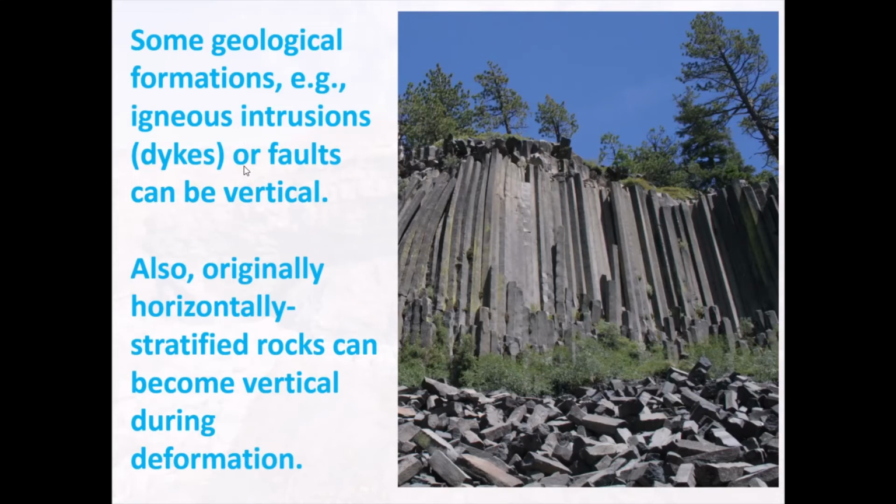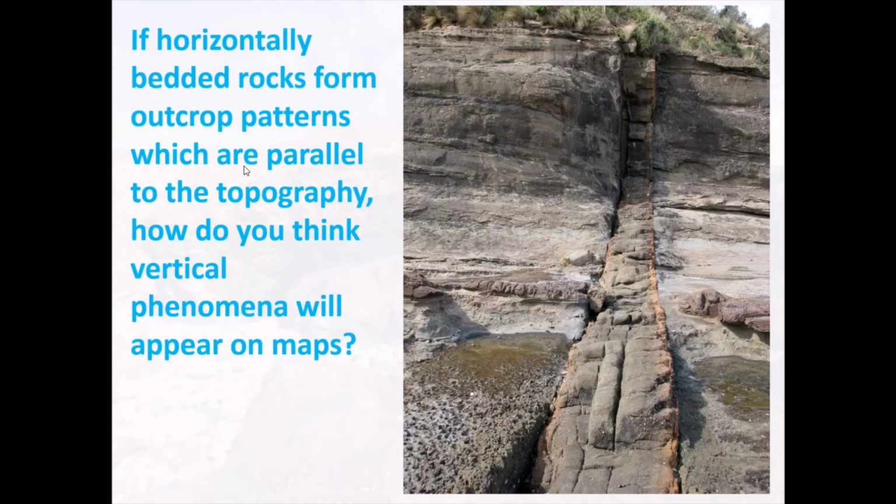So how will these appear on maps? Okay, well, this photograph shows some horizontally bedded rocks which have been intruded by a vertical dike. The dike has cross-cut that stratigraphy. So if our horizontally bedded rocks will form outcrop patterns which are parallel to the topography, how do you think vertical phenomena like this dike will appear on a map? What will it do in relation to the topographic contours on your geological map?